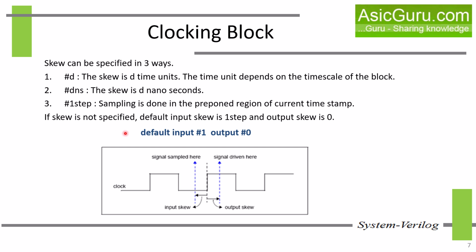These are the default skew values. If no skew is mentioned explicitly, then SystemVerilog sets the input skew to one time unit and the output skew to 0 by default. You can see in the diagram how input is sampled before the clock edge and output is driven after the clock edge. So this control over timing is very helpful in creating accurate and race-free test benches, mainly for synchronous designs.